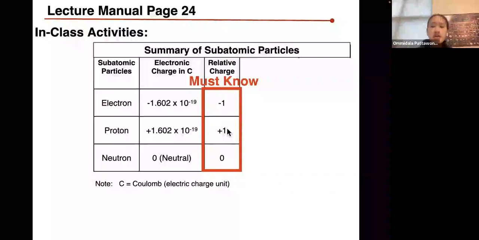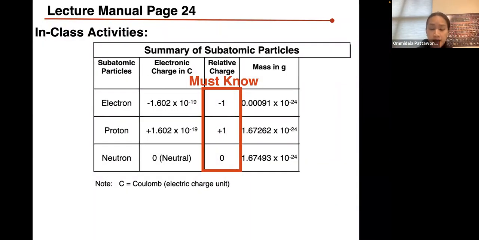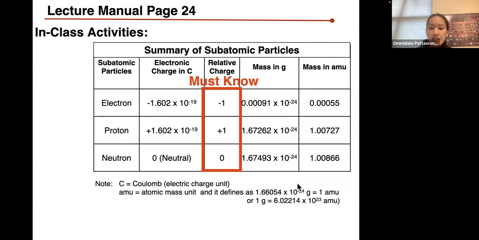Now that we've talked about the charge, the next thing we're going to take a look at is the mass. The mass in grams for electron, proton, and neutron is listed here. When you're looking at grams, there are also a lot of digits, so it's not very convenient. So we are going to define another unit that helps us see this mass better and simplifies these numbers. What we are going to use is the atomic mass unit, where we define that this many grams is equal to 1 AMU.